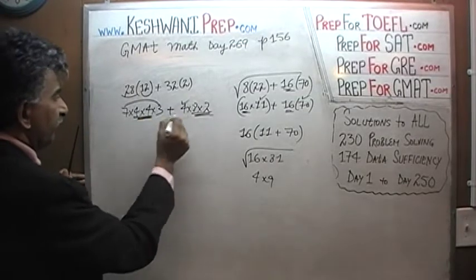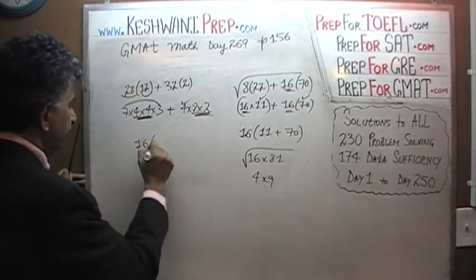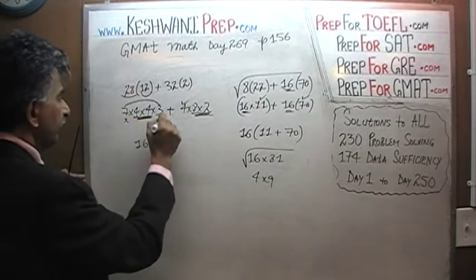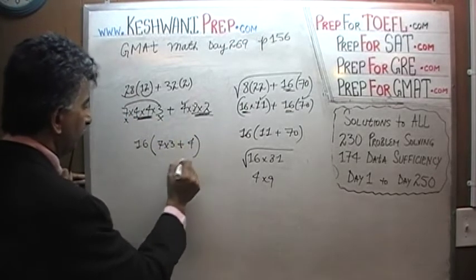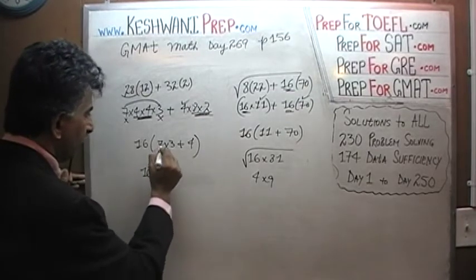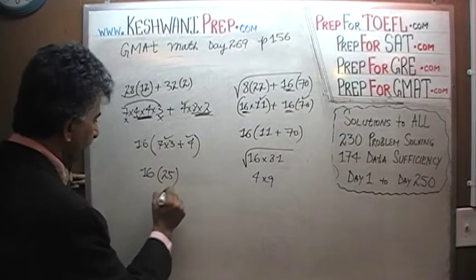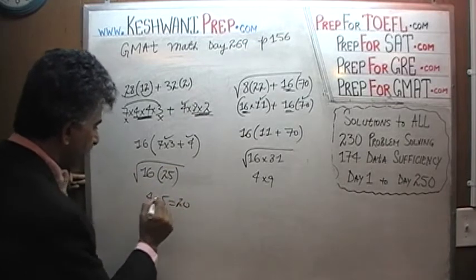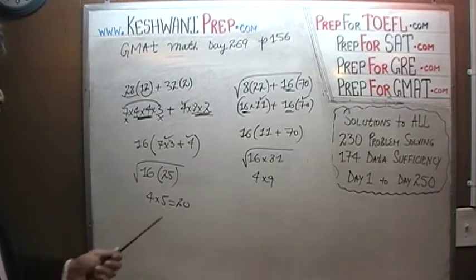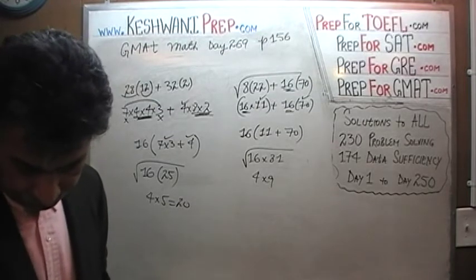So let's take the common factor of 16. We take out 16 common and we get 16 times 7 times 3 plus 4, which is 16 times 21 plus 4, which is 25. And we take a square root of it and it's 4 times 5 which is 20. Well, actually this was simpler than I thought. Anyway, that was the final answer.